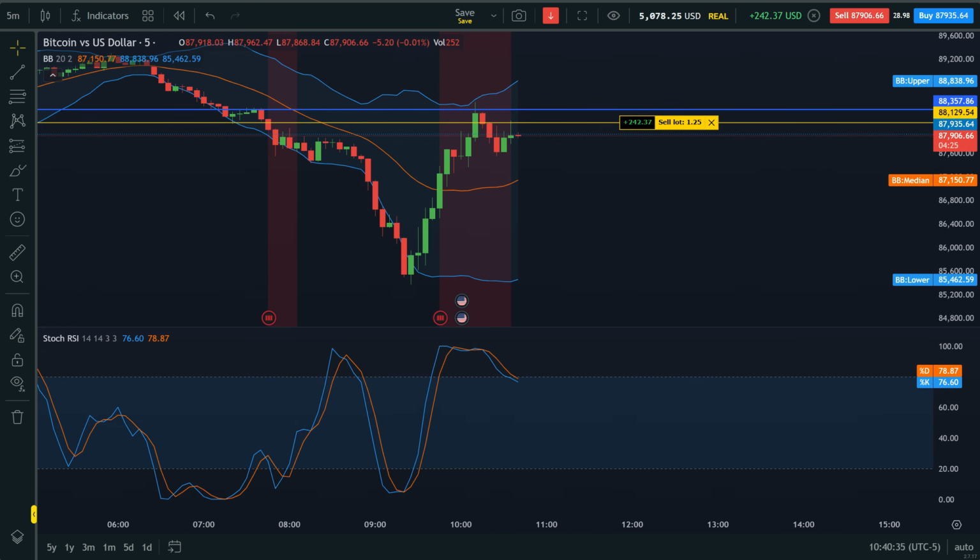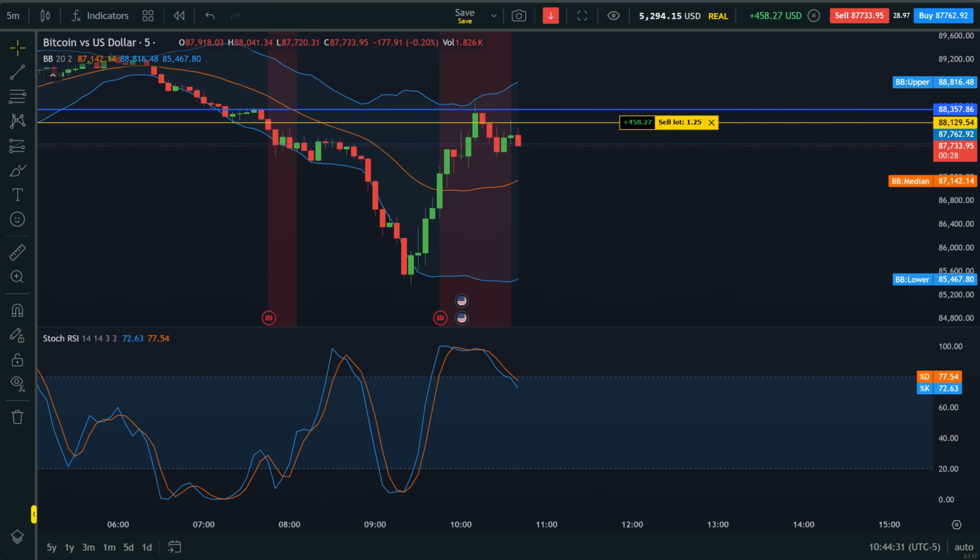For this trade, my targeted profit isn't based on a fixed price level. Instead, I'll be using the stochastic RSI crossover as my exit signal. Specifically, I'll stay in the trade until the blue and orange lines cross each other. This crossover is a strong indication that the momentum is shifting, which means it's the right time to secure profits and exit the trade.